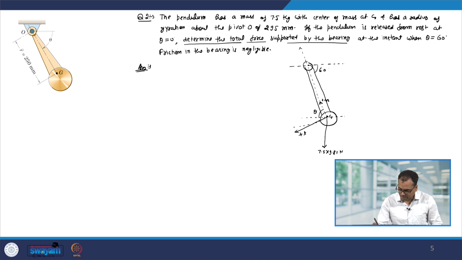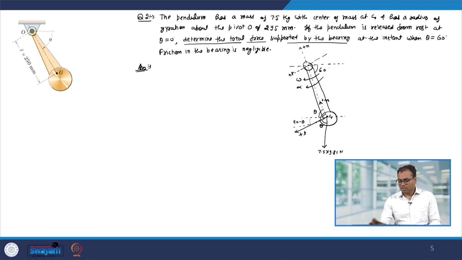Okay. So, we have the plus n direction here and the plus t direction. Now, since this angle is theta, and this angle is 90 degrees, therefore, this angle will be 90 minus theta, and therefore, this angle will be theta. Now, this pendulum is rotating about point O. So, let us say its angular velocity is omega and the angular acceleration is alpha.